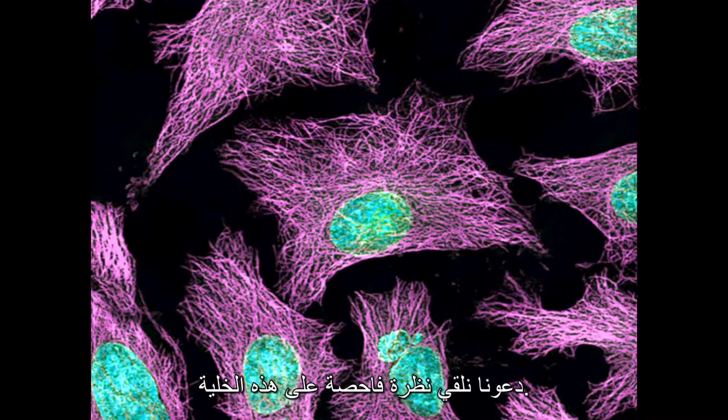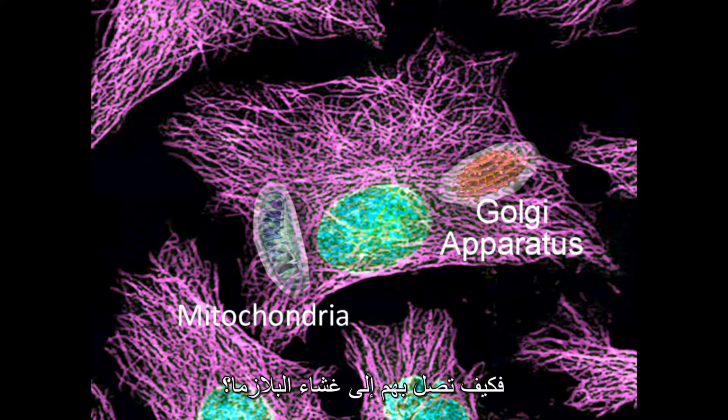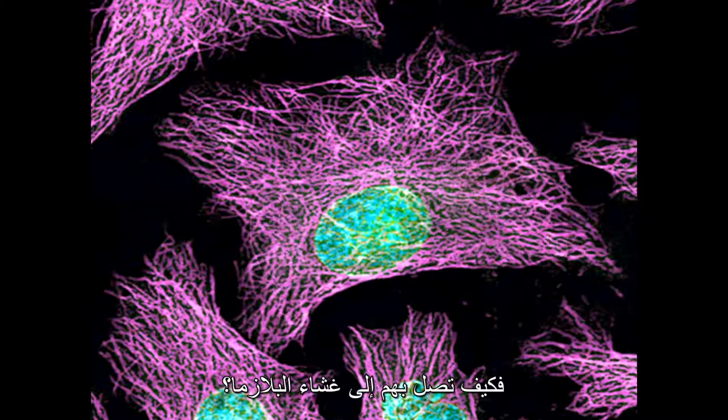Let's take a closer look at this cell. Remember that although they're not shown, the cell is also full of organelles and molecules, all with a job to do. Some structures within the cell need to move around to complete their function. For example, the Golgi apparatus packages proteins and other molecules for export out of the cell. So how does it get them to the plasma membrane?